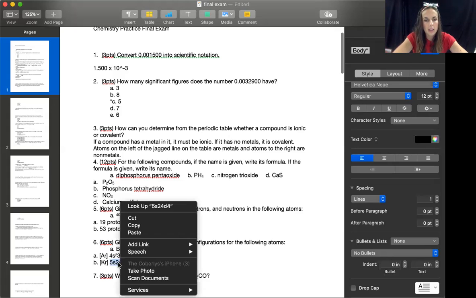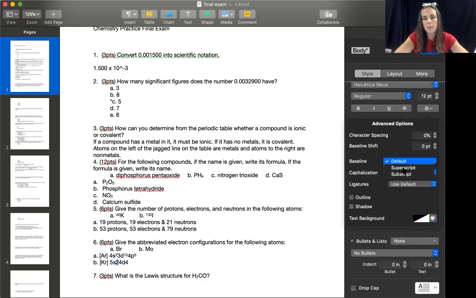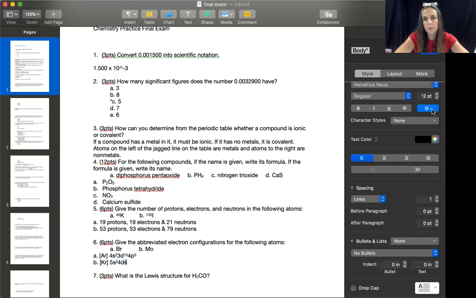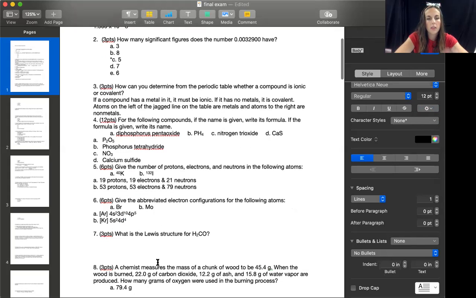And then we got to make these, whoops. I didn't mean to do that. Sorry, I don't know what the problem is today. Okay, we're going to make these superscripts. So if you're writing it on your paper, this is what it will look like. Okay, that's your answer for number 6.